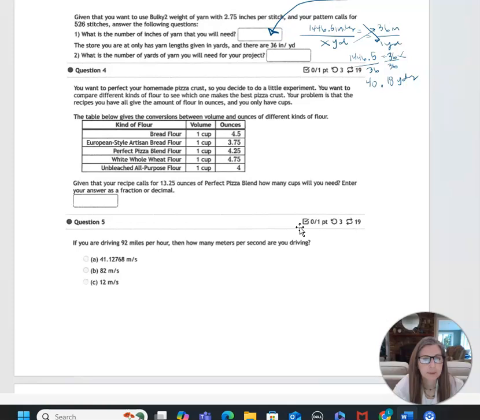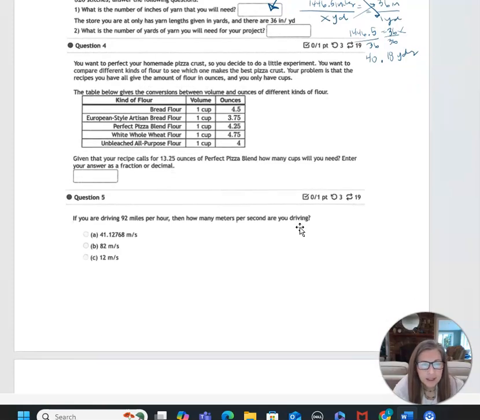All right, this is talking about bread. I need to speed up a little bit. Let's see. Given that your recipe calls for 13.5 ounces of perfect pizza blend, how many cups will you need? All right, so we're talking about perfect pizza blend. Here's perfect pizza blend. This is what we're referring to. Now, here's a perfect example. I can set up my conversion chart, but I think I'm going to do a proportion here because it's easy.